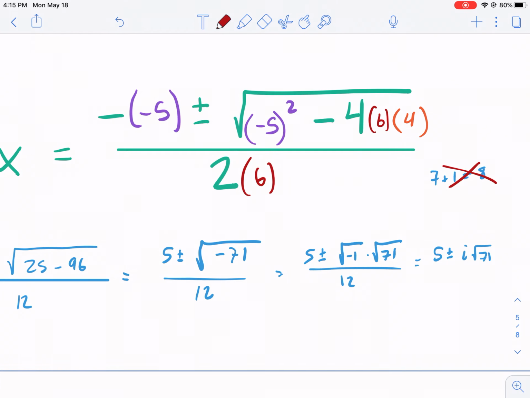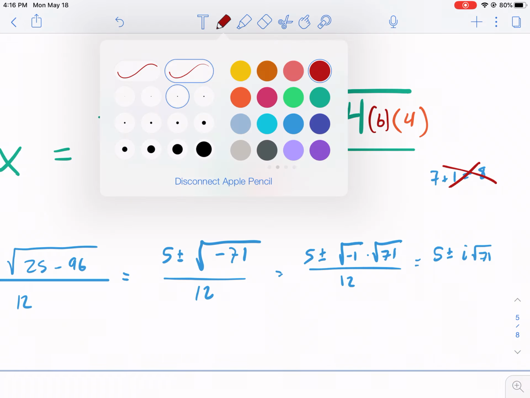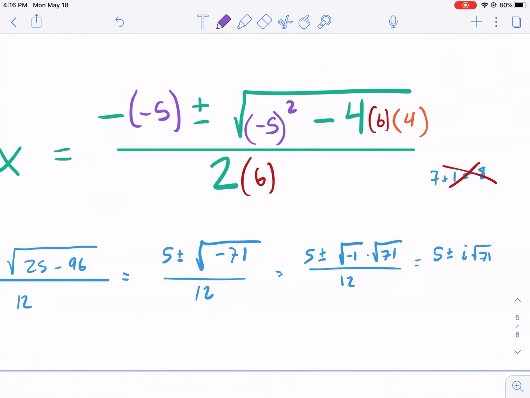So now I'm just checking some of the other prime numbers. It's not 7. Maybe 19. 71 divided by 19. 71 divided by 23. 71 divided by 29. Okay, I think it is not. I think that's a prime number. So we're going to call that good. We have the i outside the radical, which is what we wanted, and then it's over 12.